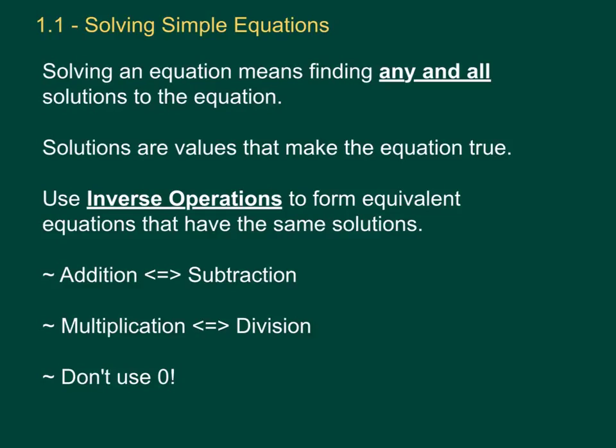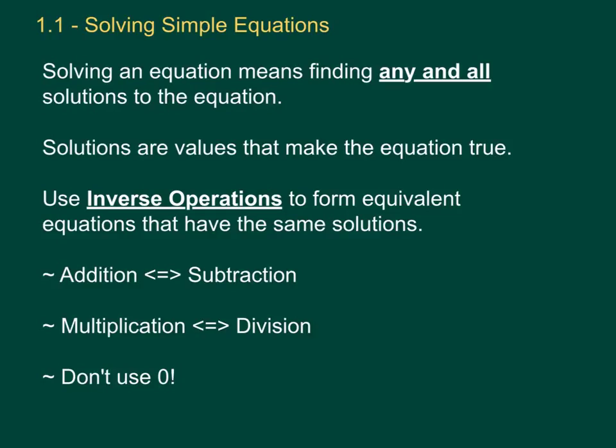So that's what allows us to have either multiple or no solutions as well, because sometimes lots of things make the equation true, sometimes nothing makes the equation true. In order to solve an equation algebraically, we use inverse operations to form equivalent equations that have the same solutions. We've highlighted here some of our inverse operations. Addition and subtraction are inverse operations, and multiplication and division are inverse operations. There are others, but we're going to focus on those four for now, the basic four operations.